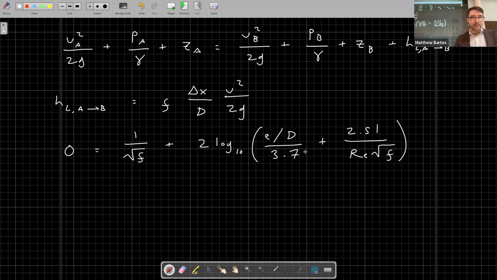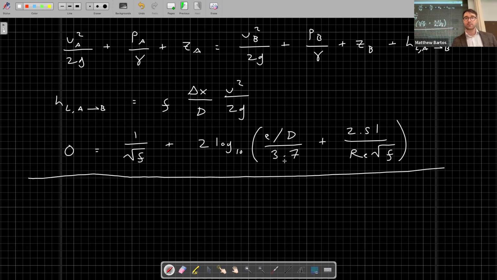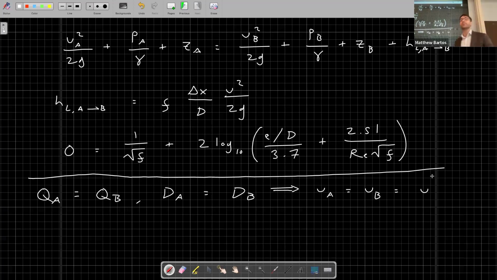Okay, so we can simplify this problem a little bit. First of all, it's a system that's at steady state. So we know that the discharge at the upstream end has to equal the discharge at the downstream end. We have that the diameter at the upstream end is equal to the diameter at the downstream end. What does that imply about the velocity? Okay, so it implies that the velocity at the upstream end is equal to the velocity at the downstream end, which I'll just call U.